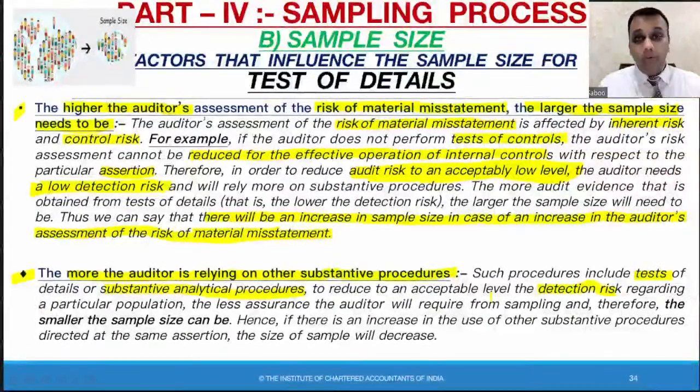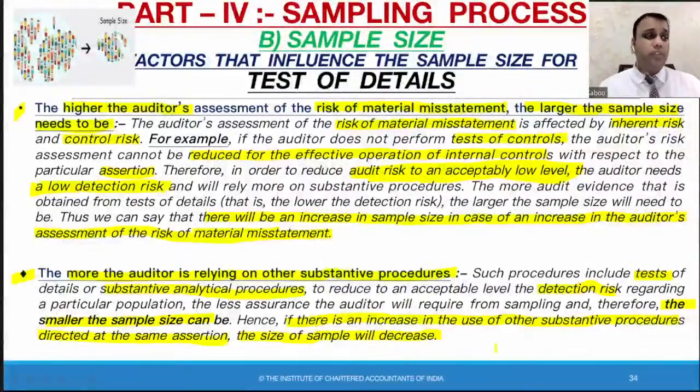So over here, if we don't work on a bigger sample, we can still expect results from those audit procedures if there is any deviation or misstatement, right? So in that case, the sample size can be smaller. What does it say? If there is an increase in the use of other substantive procedures directed at the same assertion, the size of sample will decrease.